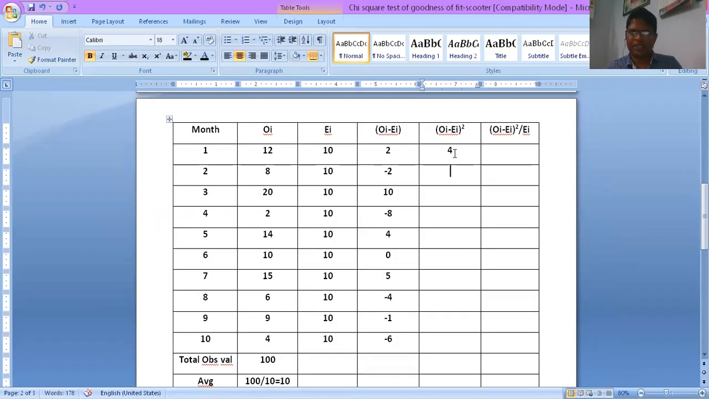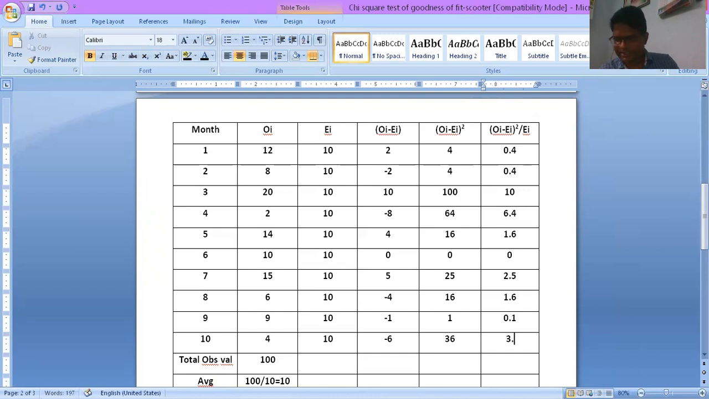4 minus 2 square means 4, 100, 64, 16, 0, 25, 16, 1, 36. Okay, y minus a whole square, column number 5 divided by column number 3: 4 by 10, that is 0.4. Next value is 0.4. Next value is 10. Next value is 6.4. Next value is 1.6. Next value is 0. Next value is 2.5. Next value is 1.6. Next value is 0.1.